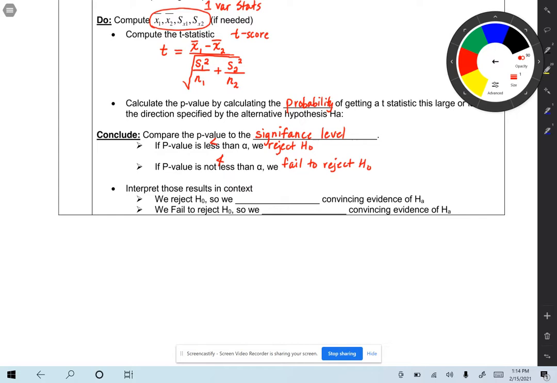And then we interpret what those results mean in context after we say we reject or fail to reject. If we reject the null hypothesis, we have convincing evidence of the alternative hypothesis. If we fail to reject the null hypothesis, we do not have convincing evidence of HA.